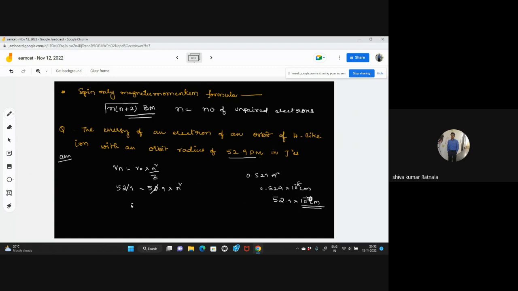So n square equals 1, which means n equals 1. So he is asking the energy of the first shell. Energy equals minus 13.6 into Z square by n square. As Z equals 1 and n equals 1, energy equals minus 13.6 electron volts. Understood how I solved?